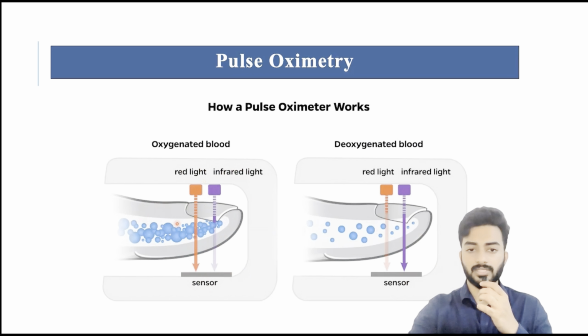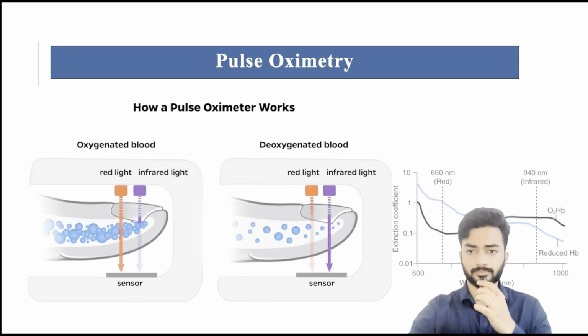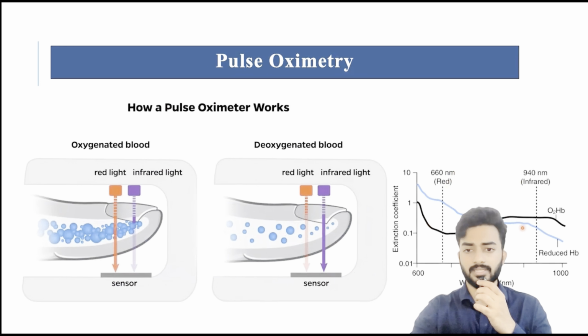If oxygenated blood is passed through and deoxygenated blood is passed through, the amount of scattering it does will be recorded in this graph: the wavelength recorded and the extinction coefficient. This is the red light and this is the infrared light. The red light wavelength is 660 nanometer and the infrared wavelength is 940 nanometer. So it measures the reduced hemoglobin and oxyhemoglobin with red here, and with infrared it measures the oxyhemoglobin and reduced hemoglobin here.